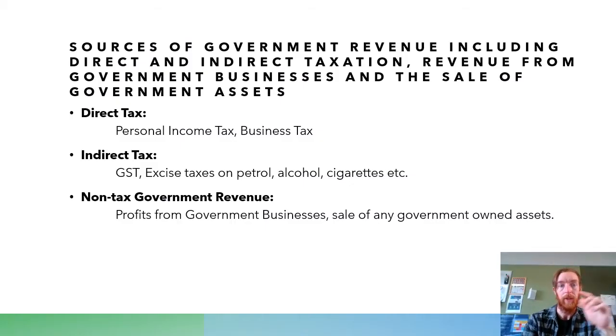Source of government revenue. These are three main things. Direct taxes, which are taxes which come directly out of either income or from businesses. Personal income tax and business tax are the easiest two examples of them. Indirect taxes are taxes which are placed on the sale of goods and services. Things like GST, excise taxes on petrol, alcohol, cigarettes. These are taxes consumers have to choose to pay if they want to use those goods or services.